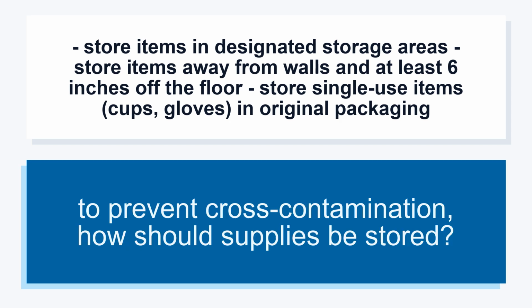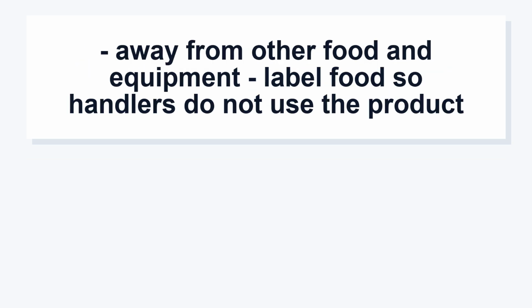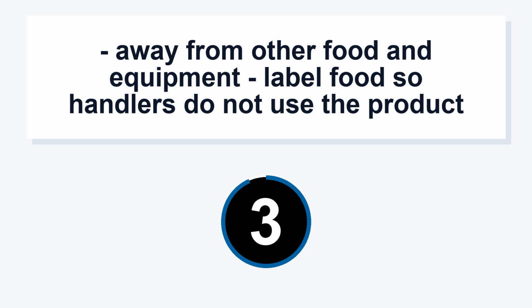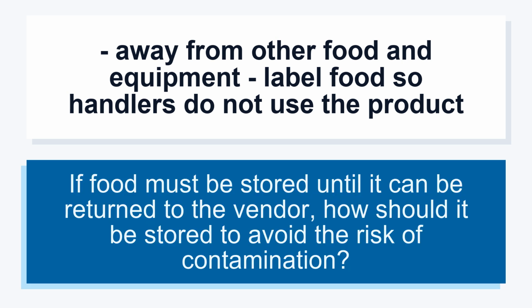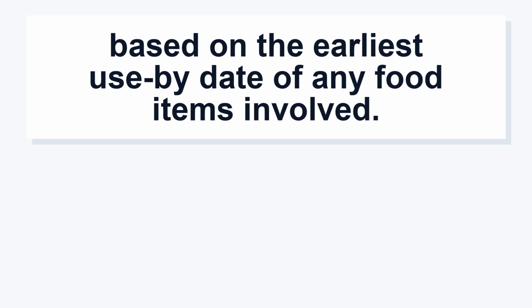To prevent cross-contamination, how should supplies be stored? Away from other food and equipment. Label food so handlers do not use the product. If food must be stored until it can be returned to the vendor, how should it be stored to avoid the risk of contamination? Based on the earliest use-by date of any food items involved.